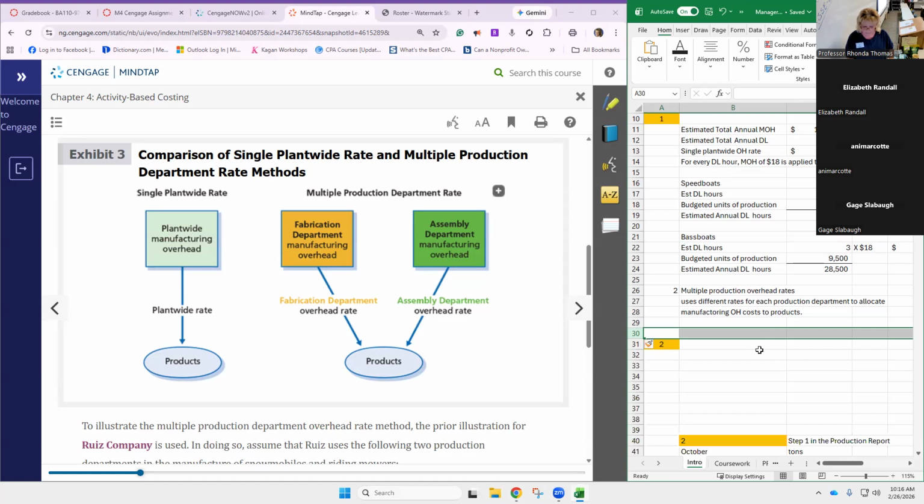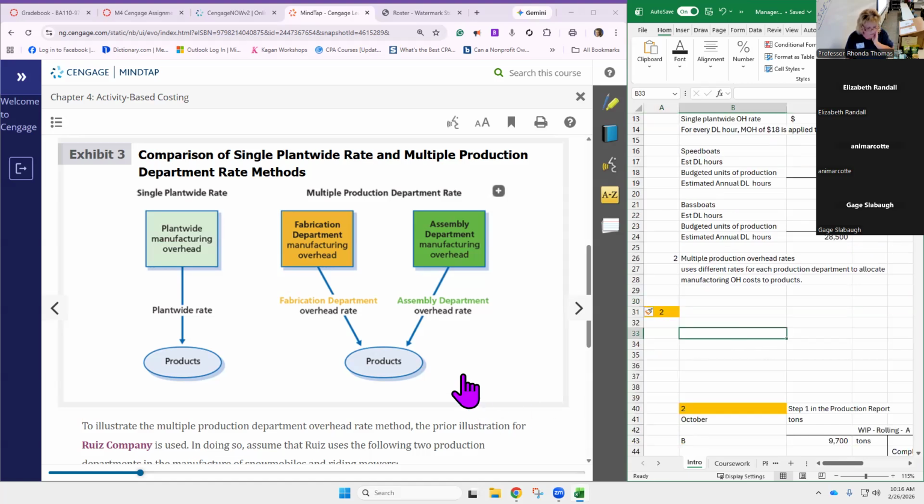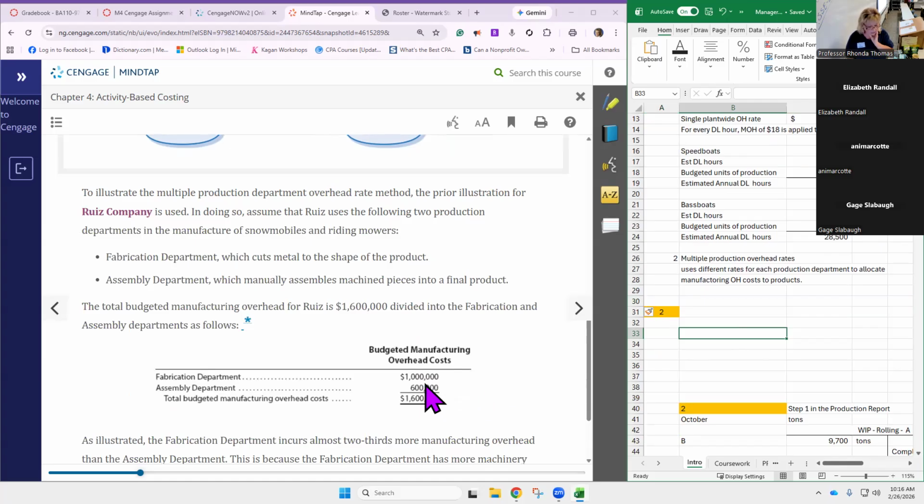So like I said, I'm just looking. We're going to go back. We're going to get budgeted overhead costs, and it looks like the overhead is going to be separated into the two departments, right? Because the single rate just took an allocate of the total overhead, but it looks like we're going to have two different manufacturing overhead rates. If we had 4 departments, if we had 10 departments, they might each have their own manufacturing overhead rate too.